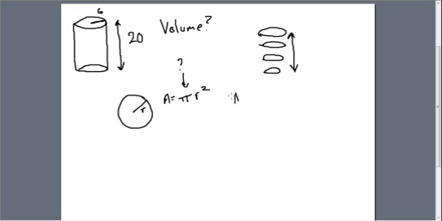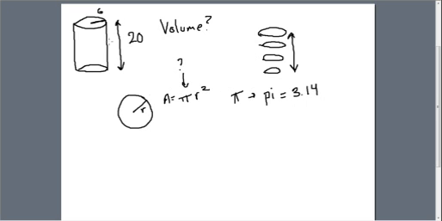Now you might be asking, what's this thing called pi? Pi is a known constant. I won't get into how pi was discovered. It was actually discovered back in ancient Greece. But pi is a known constant that we use in geometry, and its value is approximately 3.14. So whenever you see a formula with pi, just substitute 3.14.